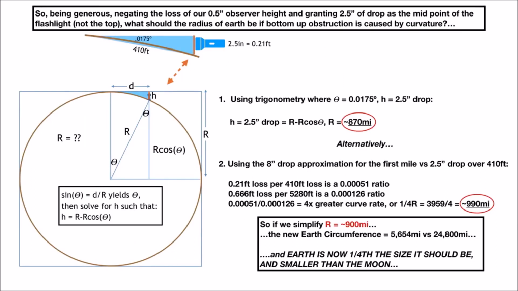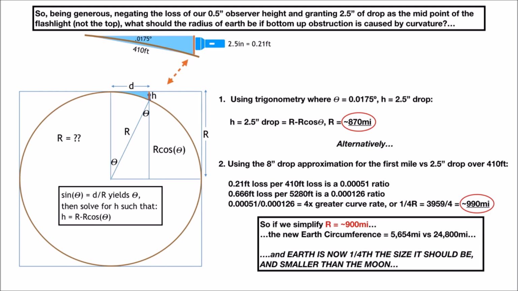So being generous and negating the loss of our 0.5 inch observer height and granting 2.5 inches of drop, basically at the midpoint of the flashlight, not even the top, what should the radius of Earth be if we're going to assume that bottom-up obstruction is always caused by curvature? In other words, if I'm losing 2.5 inches across 400 feet, what kind of radius would that purport to? What kind of globe should I be standing on if bottom-up disappearance is caused by physical obstruction?